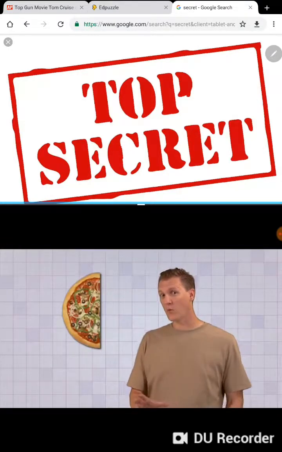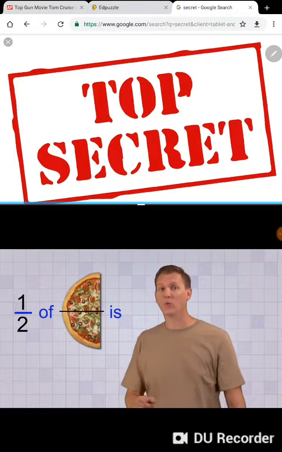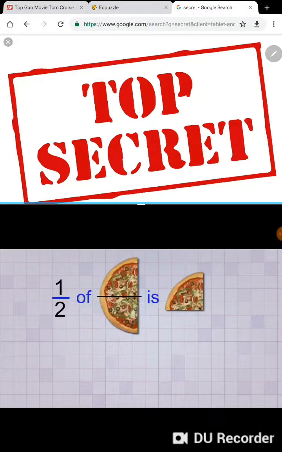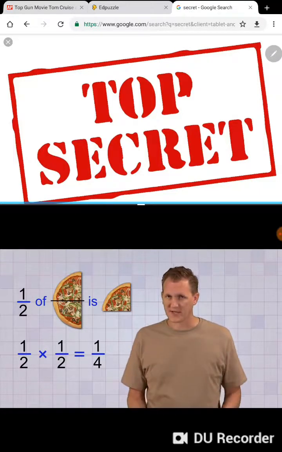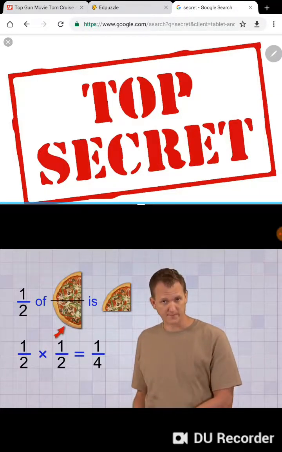Now you can see that if I take 1/2 of that half, then I get 1/4 of a pizza. And if we do the multiplication, 1/2 times 1/2, you see that we do get 1/4. So that's why you can think of multiplying fractions as taking part of another part.